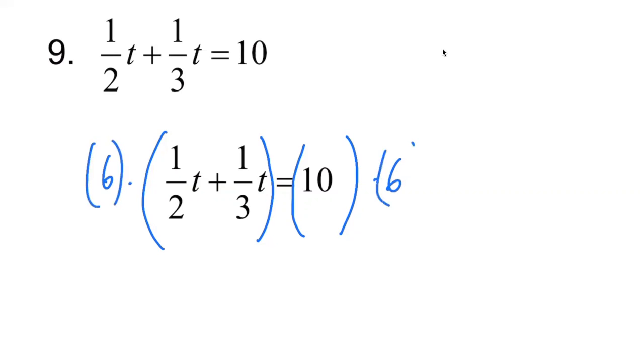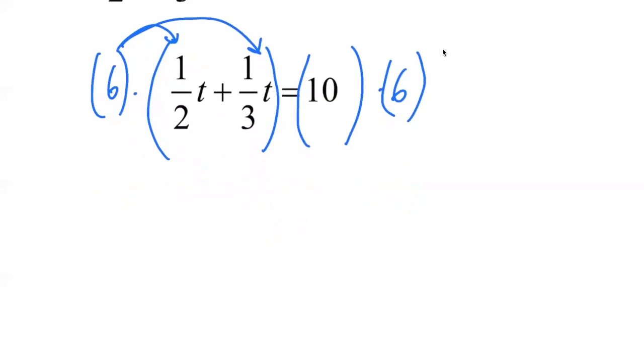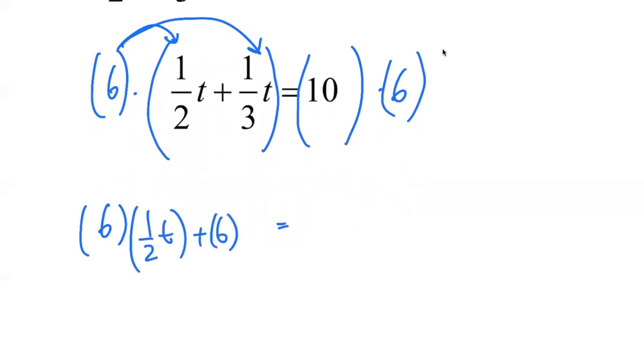Let's multiply 6 on both sides, and we're going to distribute. For people who might need a little bit of help to visualize this, let's distribute this. We have this. What's 6 times 1/2? Well, you can simplify this. This is 1, this is 3. So you have 3t right here.